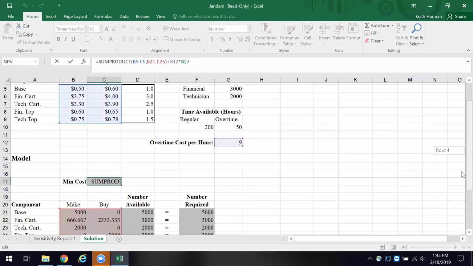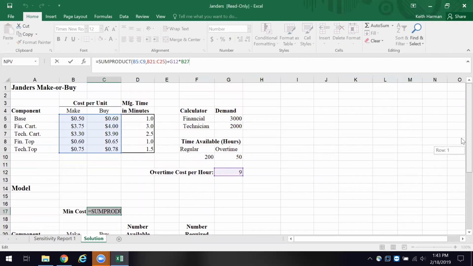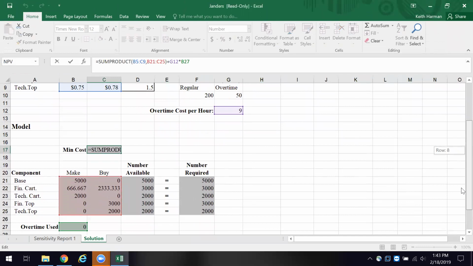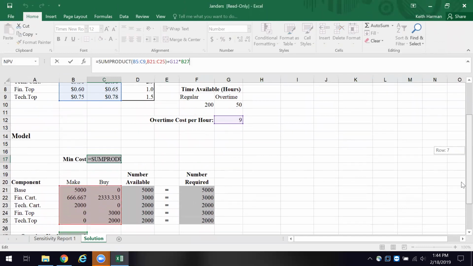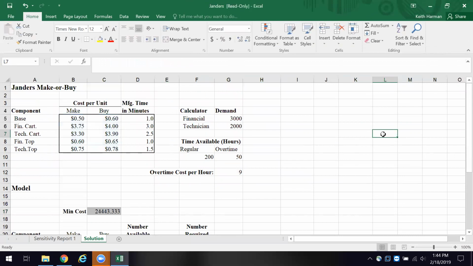I'll come down here. And here they are. Make or buy. And that figure plus G12, which is the overtime, times B27, which ends up being the overtime used. And that's how we get that minimum cost. Okay.